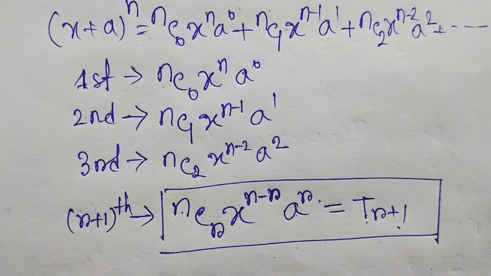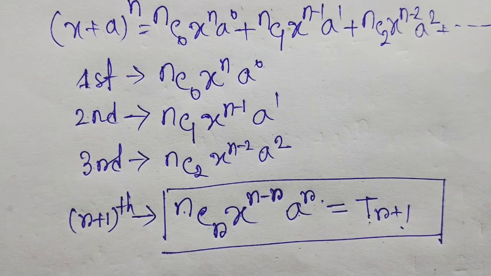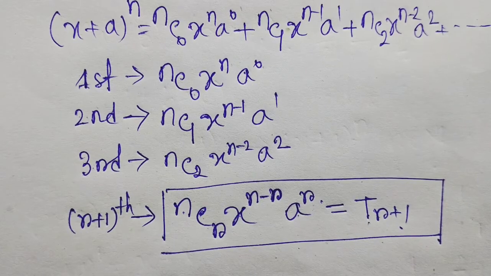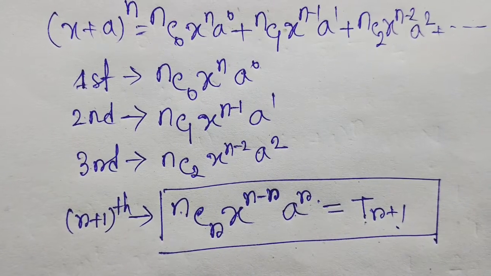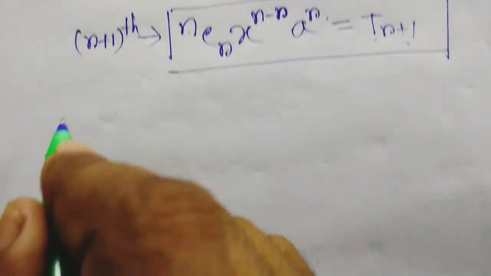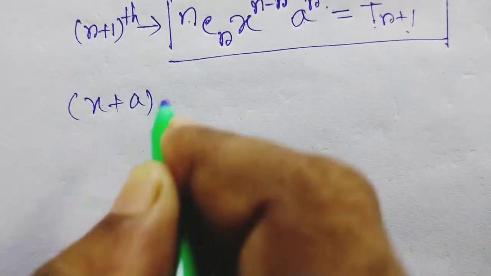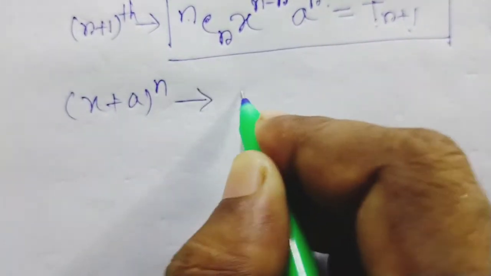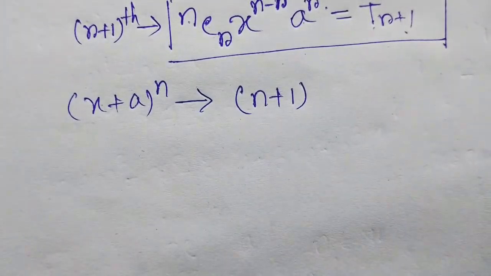Now we have to know how to find the middle terms in a binomial expansion. Always a binomial expression (x plus a) whole to the power n has n plus 1 terms.